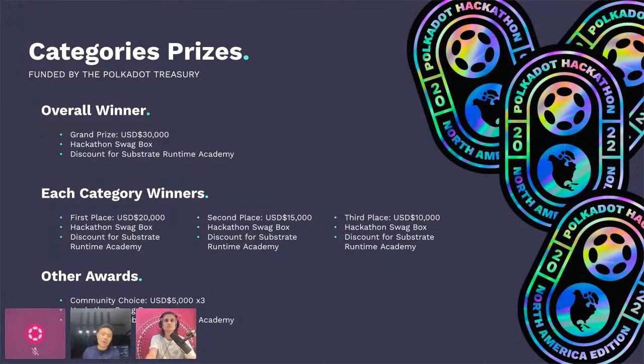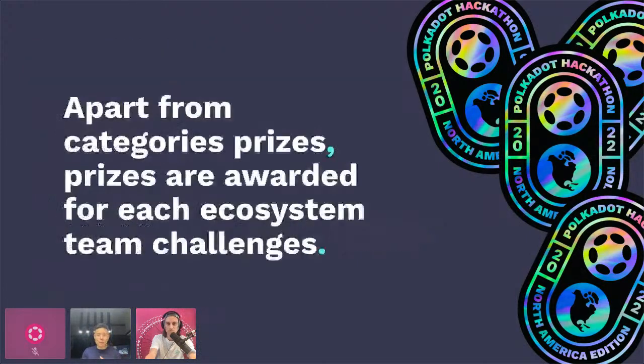On top of that, anyone who is participating, or your friends, family, and anyone else you know, have the power to vote for a community choice. Essentially, for their favorites, we will be awarding 3 teams with the community choice award, each team walking away with 5,000 in this case as well. Of course, apart from category prizes, we have prizes that are awarded for each ecosystem team challenge.